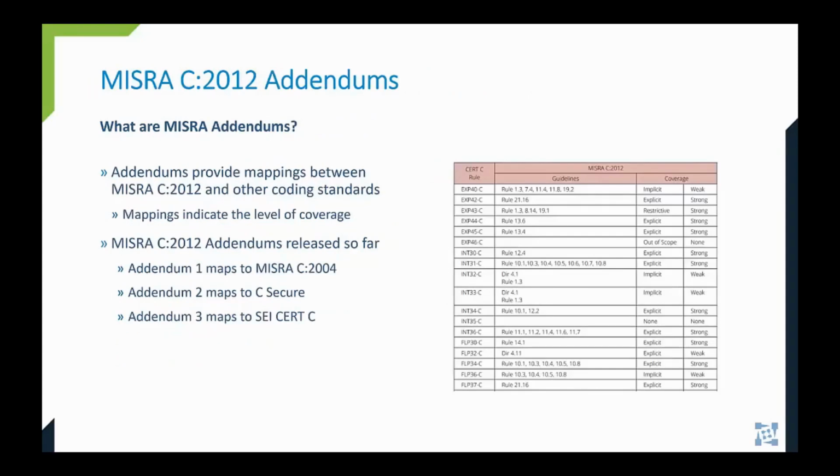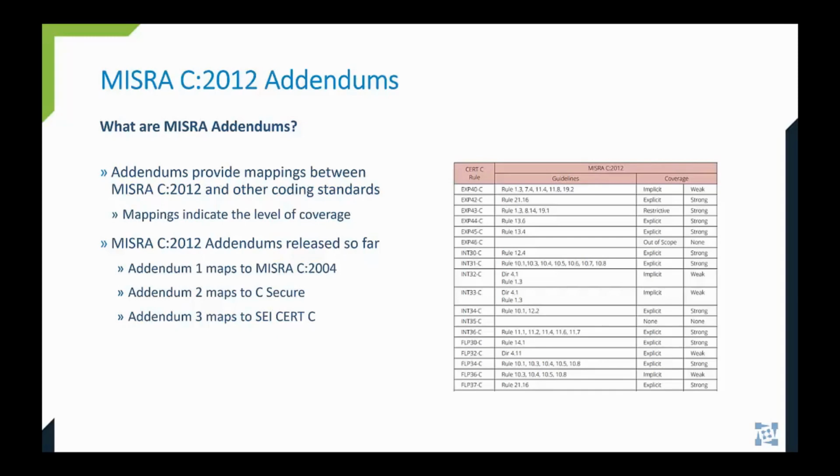Then we have MISRA C 2012 addendums. Addendums provide mapping between MISRA C 2012 and other coding guidelines. So far there were 3 addendums released. The first one contained mapping to MISRA C 2004, the second contained mapping to Secure C, and the third one was focused on CERT C.